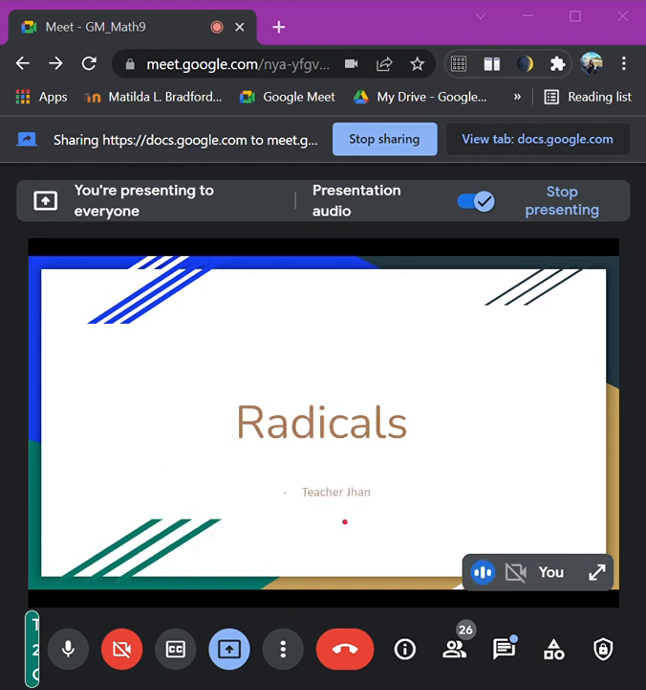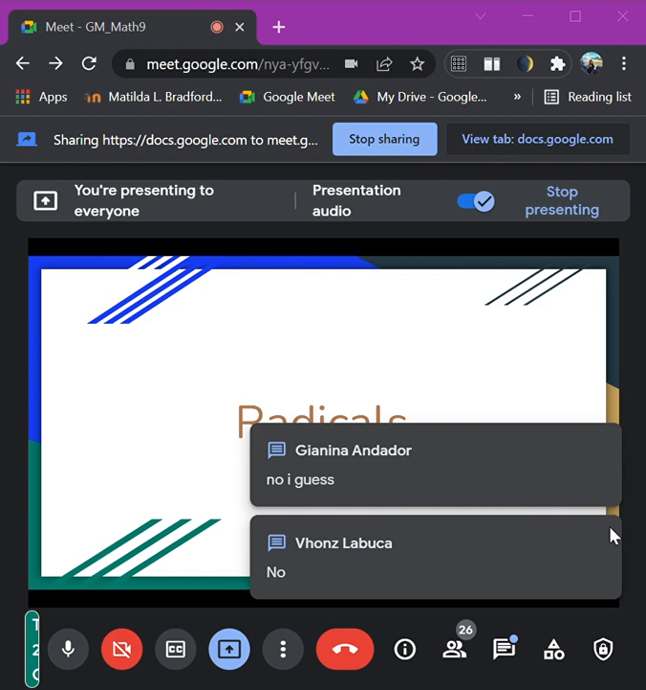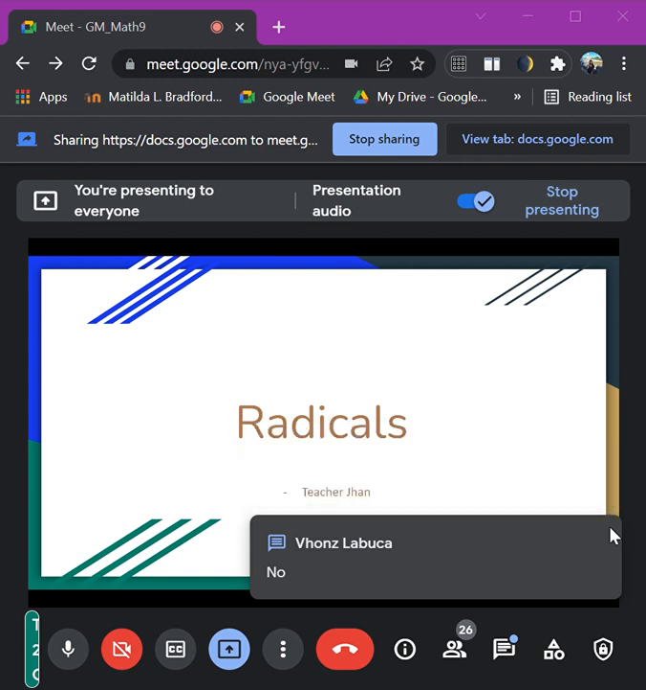So we are going to have now our radicals. Okay, so have you heard the word radicals before? Or have you encountered this word before? No? Okay. Answers are no.